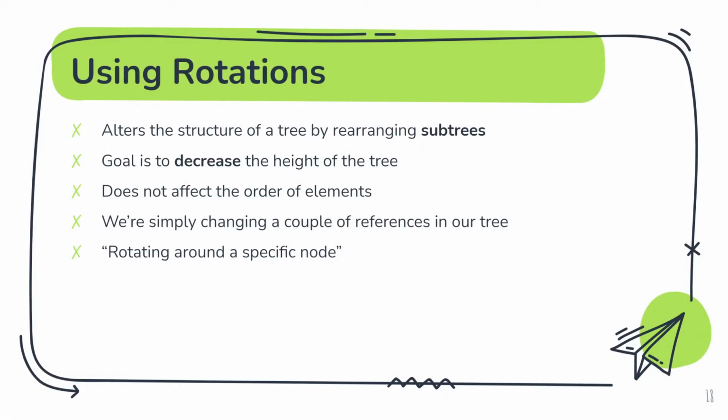The main method we're going to be looking at is rotations. The goal of rotation is to decrease the height of the tree by rearranging subtrees. The key here is that we're not affecting the order of any elements, since we're simply changing a couple of references in our tree. In other words, we're simply rotating around a specific node.